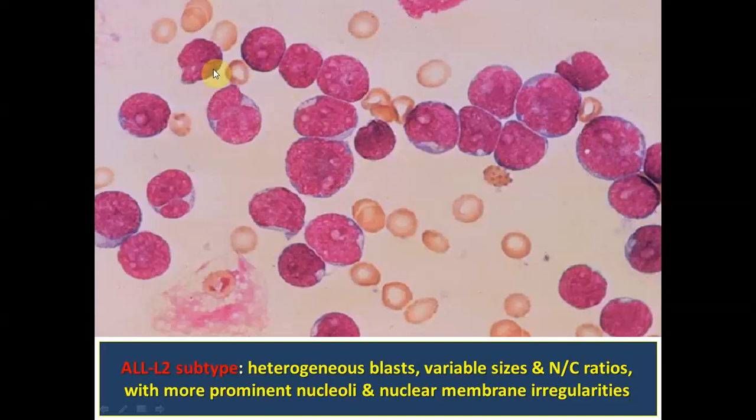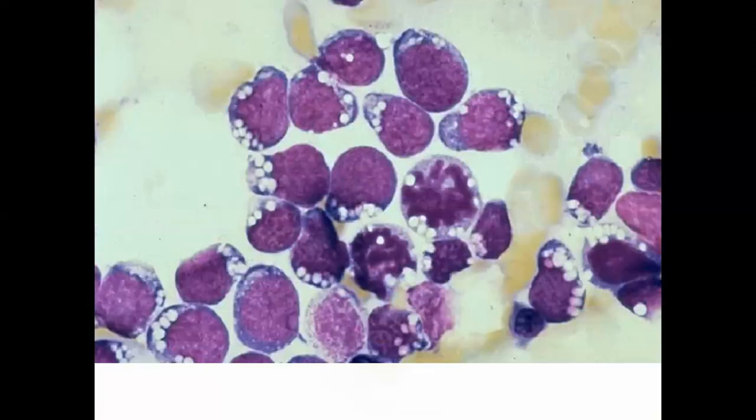The nucleoli here are prominent, while those were inconspicuous or even small. So they are heterogeneous, with variable sizes and NC ratio, with more prominent nucleoli and nuclear membrane irregularities. This is irregular nuclear membrane. This is nuclear membrane irregularity.